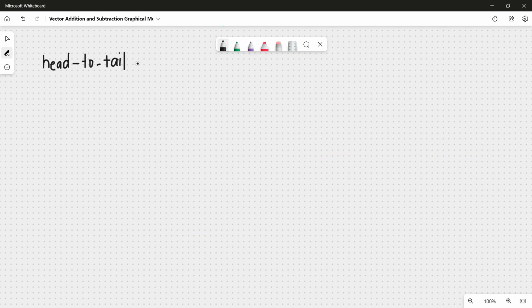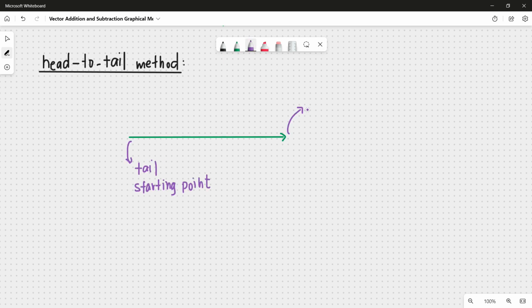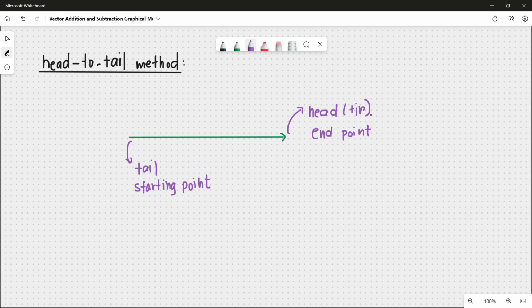The head-to-tail method is a graphical way to add vectors. The tail of the vector is the starting point of the vector, and the head, or tip, of a vector is the pointed end of the arrow. The following steps describe how to use the head-to-tail method for graphical vector addition.